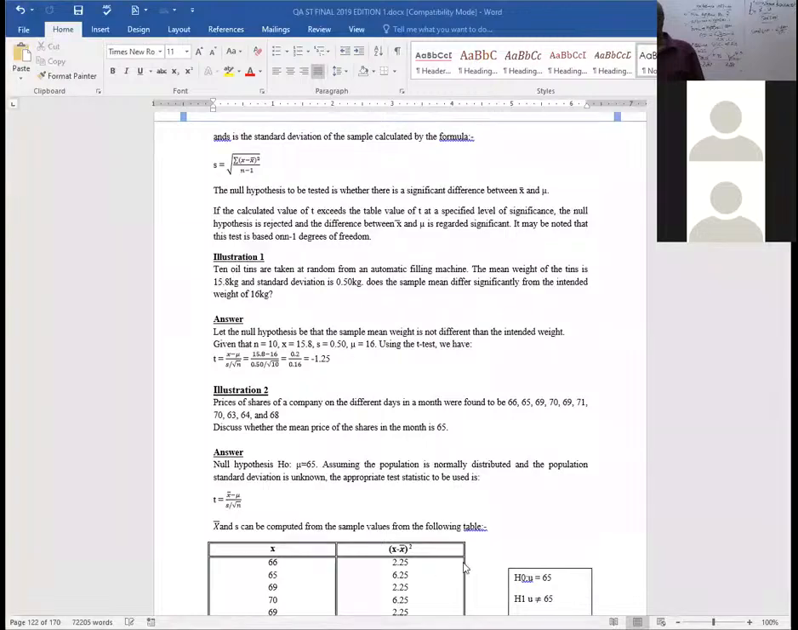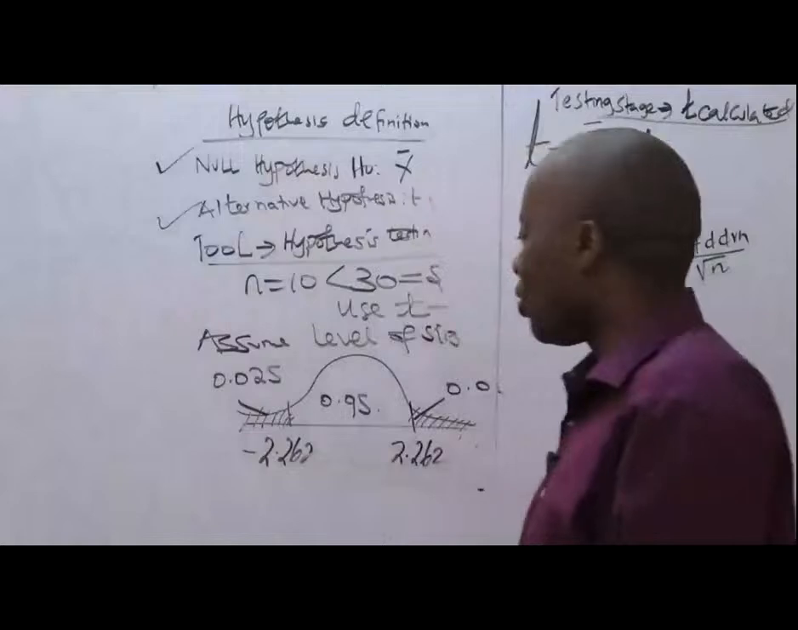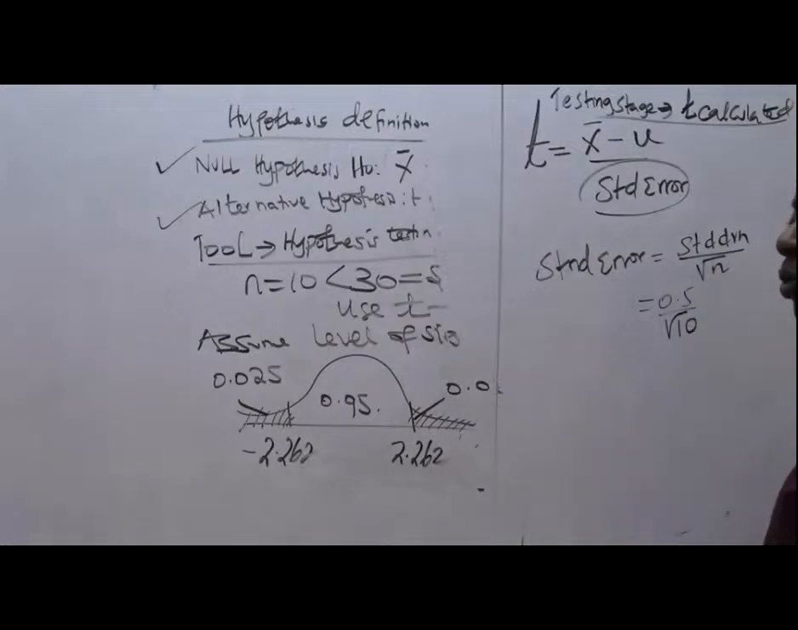So we have the standard deviation of 0.5 over root of n, which is 10. So 0.5 divided by root 10. Can somebody give me the standard error? 0.5 over root 10 will end up giving me what figure?